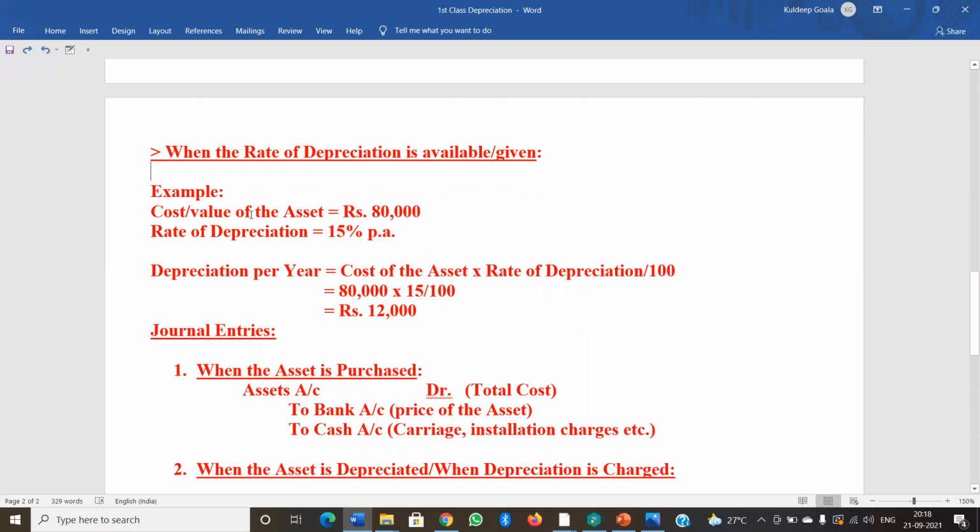How will you do that? The value of the asset is given, 80,000 rupees. 80,000 is the value of the asset. Let the asset be any asset, obviously a non-current, tangible asset, and the rate of depreciation is 15%. It will be given in the question, so nothing to bother about. If the rate of depreciation is available or given in the question.